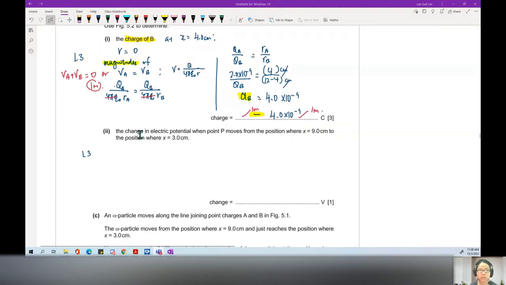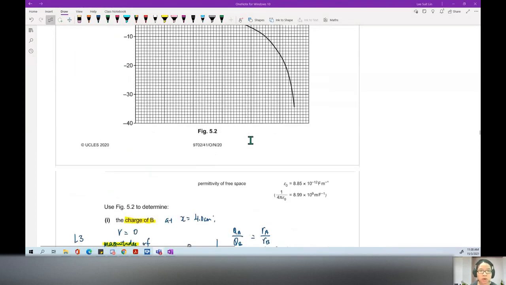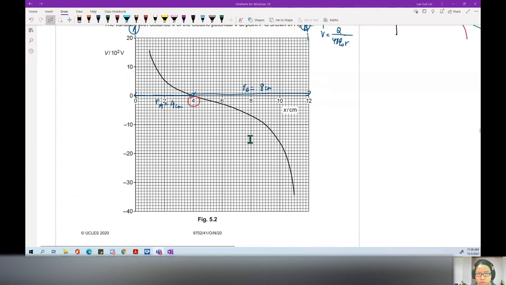Right, next part 2. Change in electric potential when point P is moved from 9 cm to 3 cm. Let's go back to the graph. 9 cm is here, so this is 9, comma, negative 10. 3 cm is here, so this is 3, comma, positive 2.